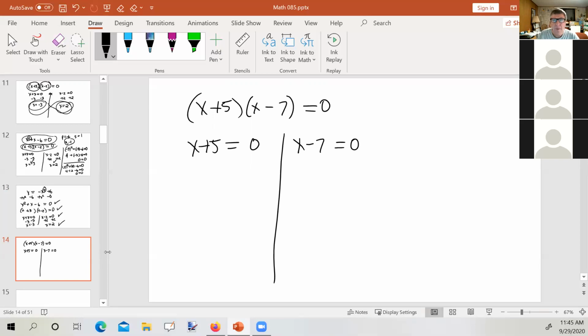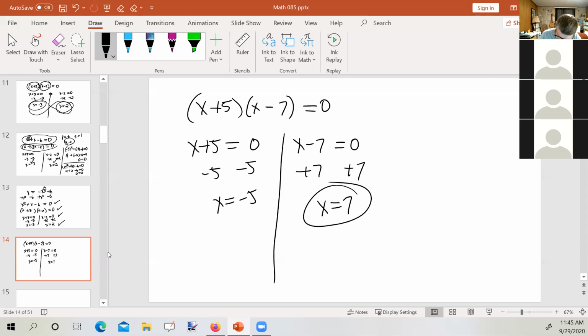All right. Then we'll take each of those first degree equations and we'll solve them. So we get x is -5, x is 7. 2 solutions. Any questions on that example? All right.